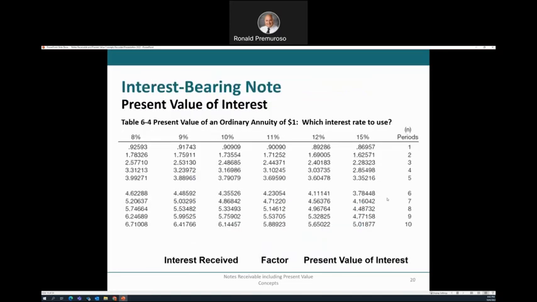So the first calculation has to be the present value of the interest, right, like we did before when there was an interest-bearing note. And again, right, what was the market rate? 12%. So we're looking for the factor where n equals 3, periods equals 3, and the annual interest rate column we're looking for is 12%. And up should pop the factor, which is 2.40183. We multiply that times $1,000, and we get the present value of the interest, which is $2,402.